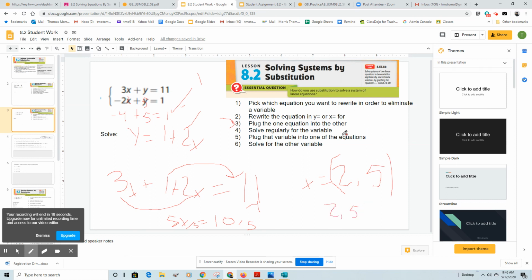All right, so please follow the steps: rewrite, plug in, and then solve for the variables. And that is how you solve by substitution. Let me know if you have any questions.